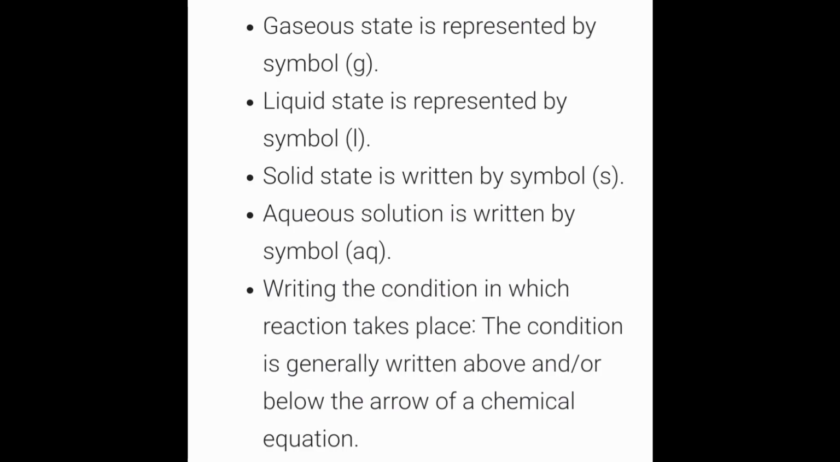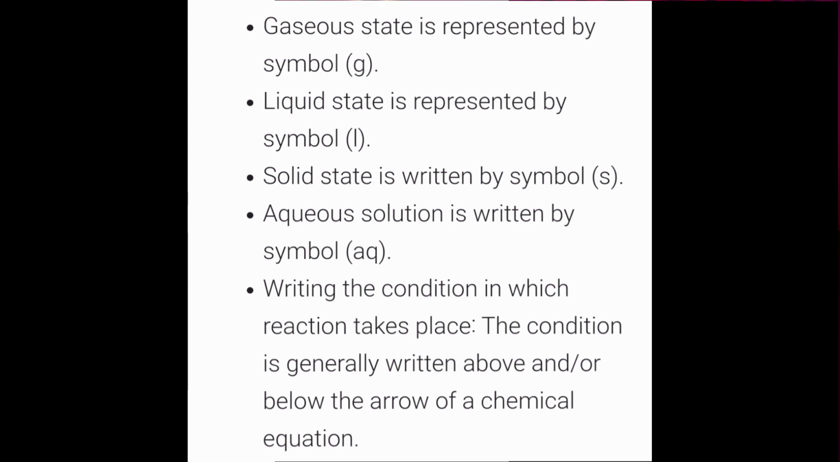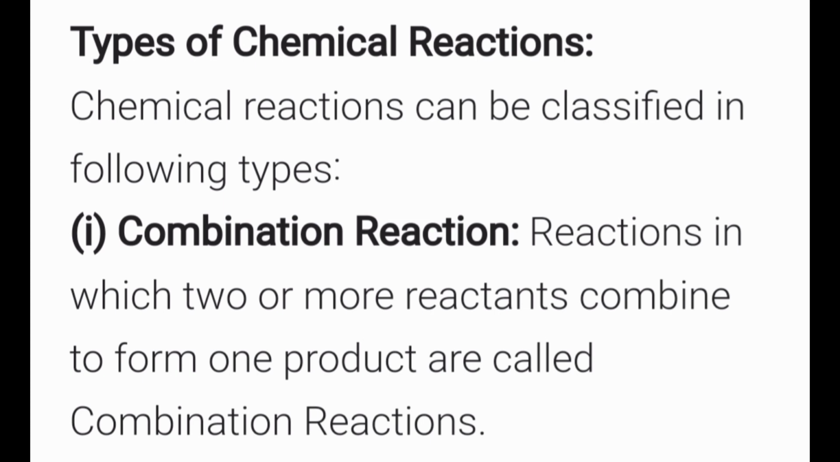To understand a chemical equation better, the gaseous state is represented by the symbol G, the liquid state by the symbol L, the solid state by the symbol S, and an aqueous solution by the symbol AQ. Writing the conditions in which the reaction takes place: the conditions are generally written above and or below the arrow of a chemical equation.